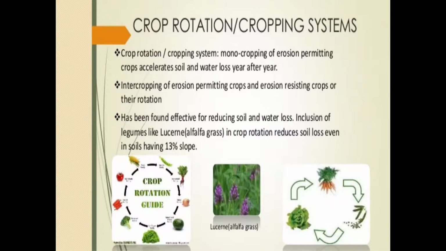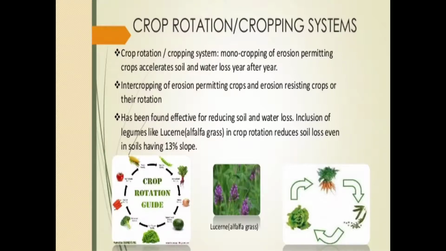Then the next agronomical practice is crop rotation or the cropping system. In monocropping of erosion permitting crops, that accelerates the soil and water loss year after year. So the crop rotation or the cropping system plays an important role in soil as well as water loss every year. Then intercropping of the erosion permitting crops and erosion resisting crops, or their rotation, plays a very important role in the conservation of the soil as well as the water.